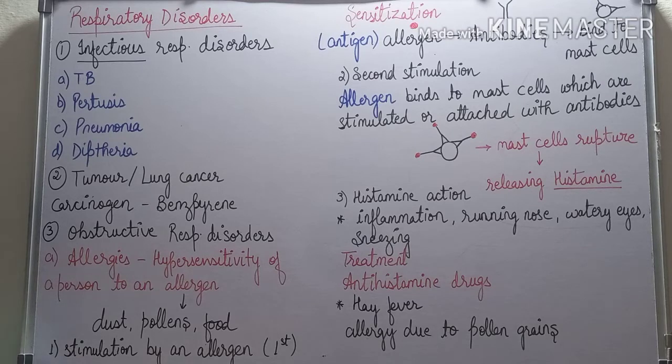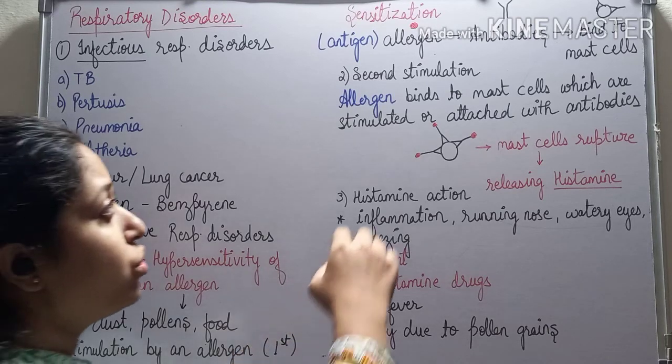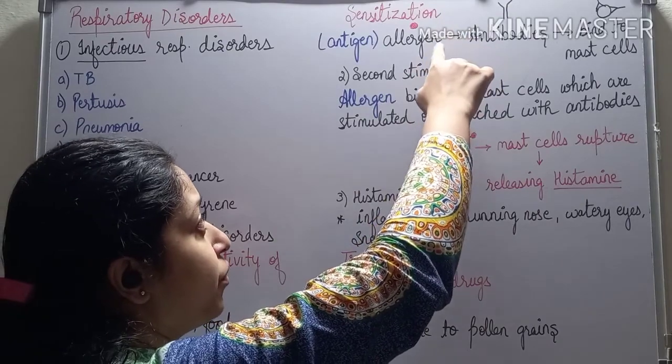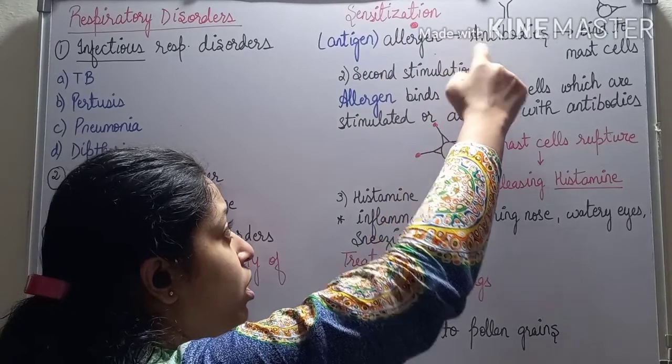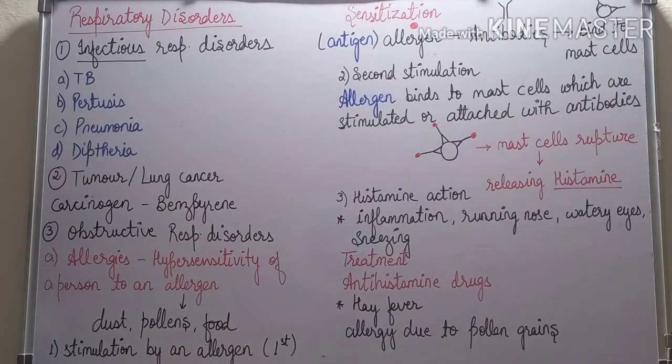Now what is an antigen? Antigen is any foreign substance. Any microorganism can act as an antigen for our body. Anything which is coming from outside, which was not present in our body, acts as an antigen. So this allergen is coming from outside, so it acts as an antigen. When an allergen enters our body, in response our body produces antibodies.